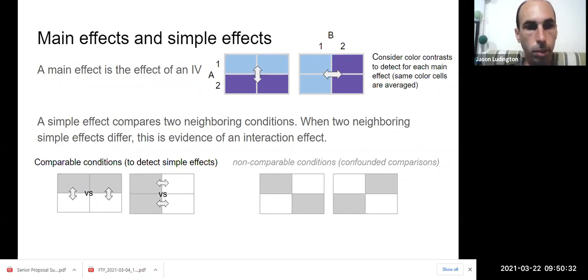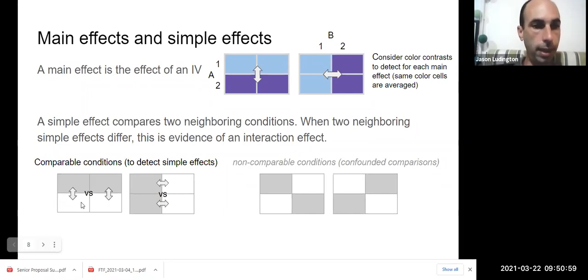Notice the comparable conditions in the gray shaded boxes here. All right, so we compare conditions that are different from one another. The shaded conditions are the same in terms of level A, IV A level 1. The 2 shaded boxes are both level A1. The 2 white ones are both level A2.